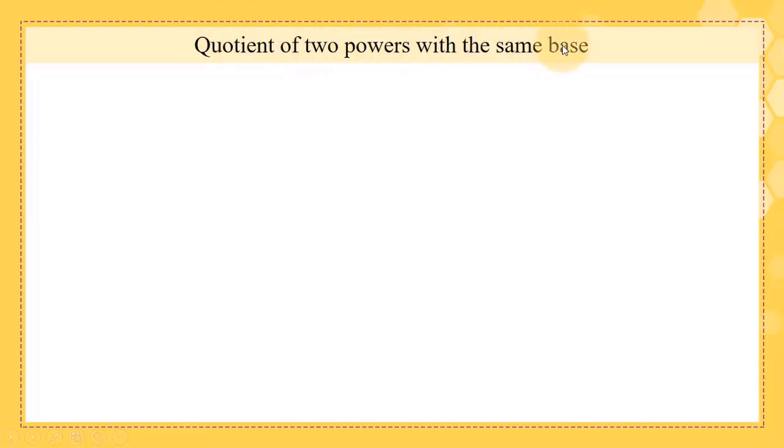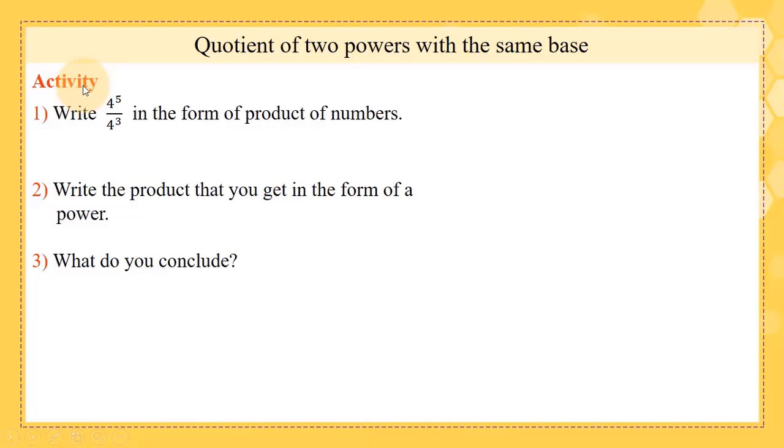Quotient of two powers with the same base. Also, we have to solve this activity. Write 4 exponent 5 over 4 exponent 3 in the form of a product of numbers, then write the product that you get in the form of a power, then conclude. Please pause the video to solve this activity. Now 4 exponent 5 over 4 exponent 3 is equal to 4 multiplied by itself 5 times over 4 multiplied by itself 3 times. Now we cross out 4 by 4 from the numerator and denominator. We're left with 4 times 4, which is equal to 4 squared.